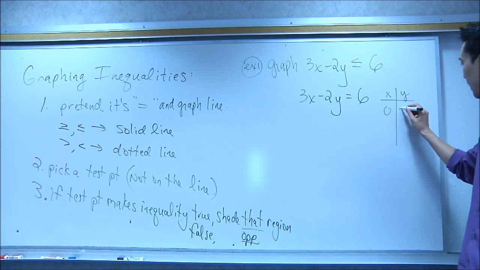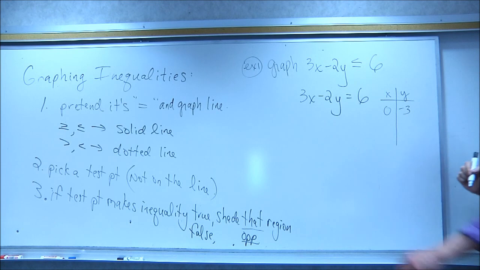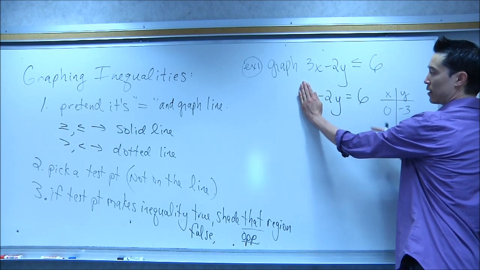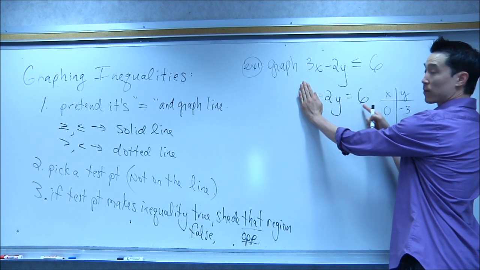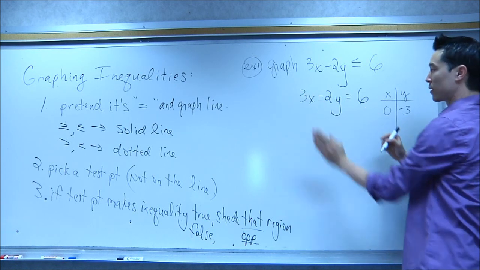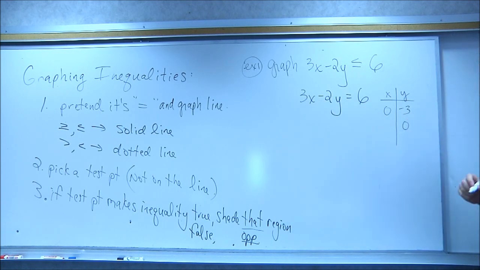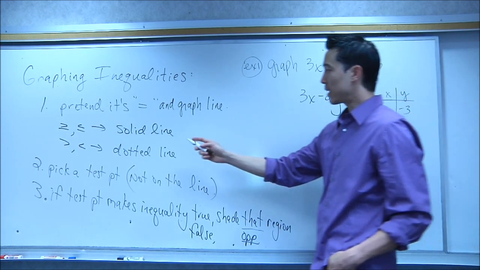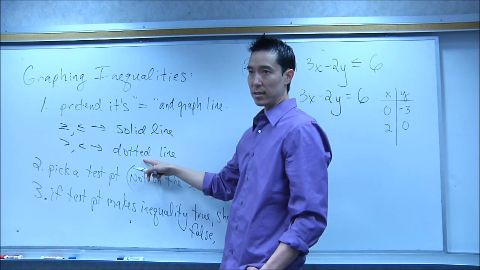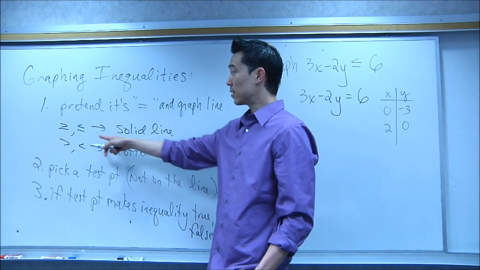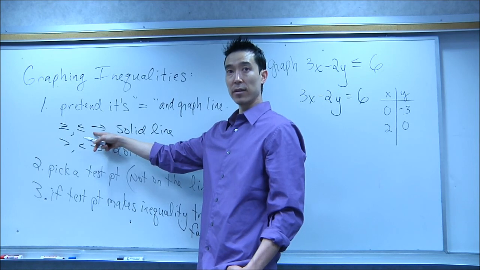Negative 3. How did you get that? Yeah, if this is gone, then -2 times -3 is what I need to get 6, right? All right, if I let y be 0, what does x have to be? +2. Okay. Can I graph a line now with 2 points? Yeah, sure. So graph the line. Now, you're going to make it a solid line or a dotted line in this case? A solid, because the inequality had an equal sign with it, okay?